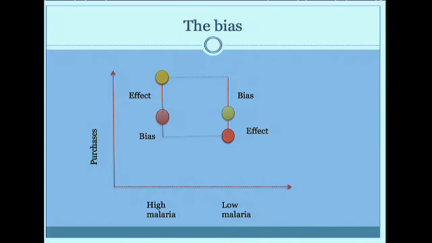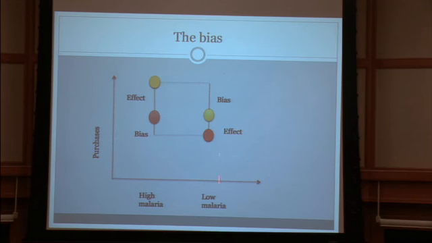We can say, well, suppose we had what God would have given, all the numbers. In the low malaria region, this is the effect of price on purchase, and the rest is the bias. In the high malaria region, this is the true effect of price on purchase, and the rest is the bias. So if we knew this and this, we could calculate the effect, and we could calculate the bias that we would get if we compared this to this. But sadly, we don't have those.